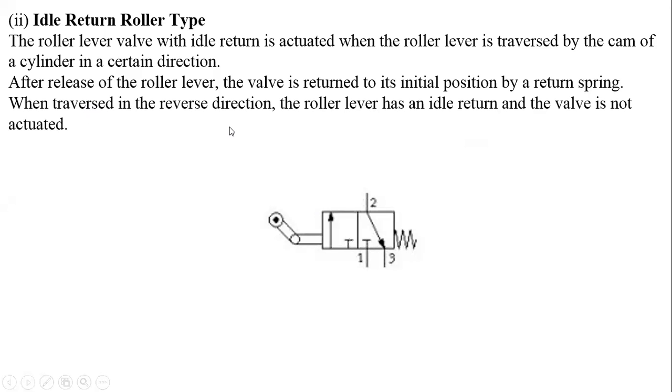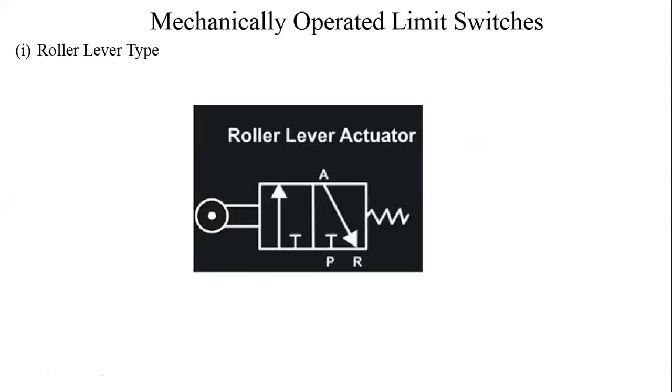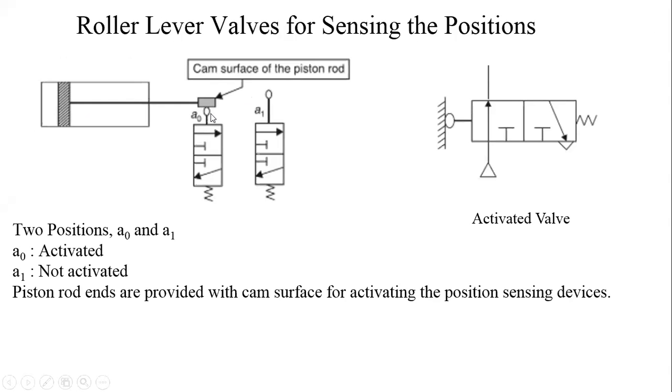When transferred in the reverse direction, roller lever has idle return and valve is not actuated. So during return, valve is not actuated. And roller lever kind of valve is actuated during forward as well as during return. What I mean is there is a roller lever valve here. To start the extension, it is activated. Now it comes to the end of extension. To start the return, again this is activated.